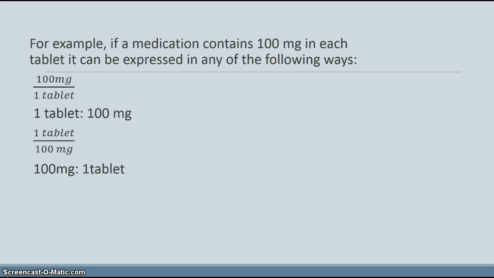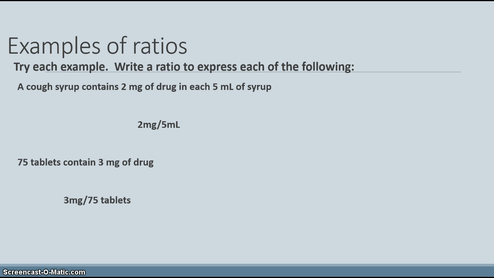So, for example, if a medication contains 100 milligrams in each tablet, it can be expressed in any of the following ways. You have 100 milligrams over one tablet, 100 milligrams to one tablet, one tablet over 100 milligrams, one tablet to 100 milligrams. So these are examples of ratios.